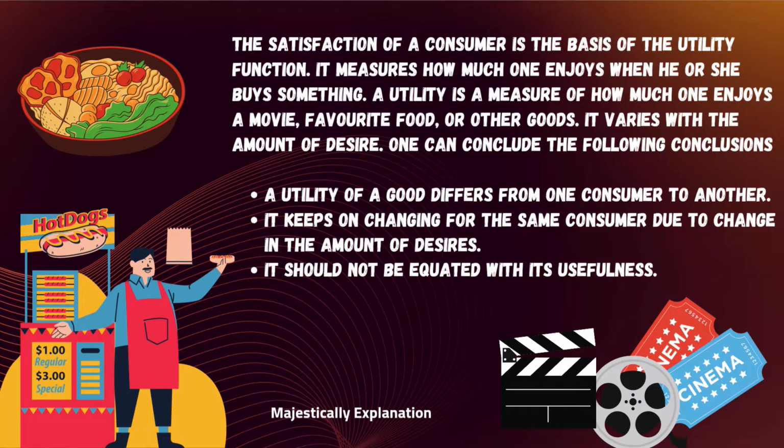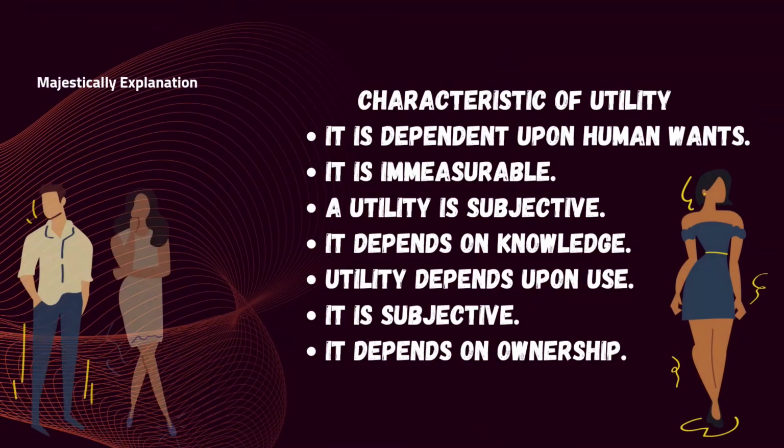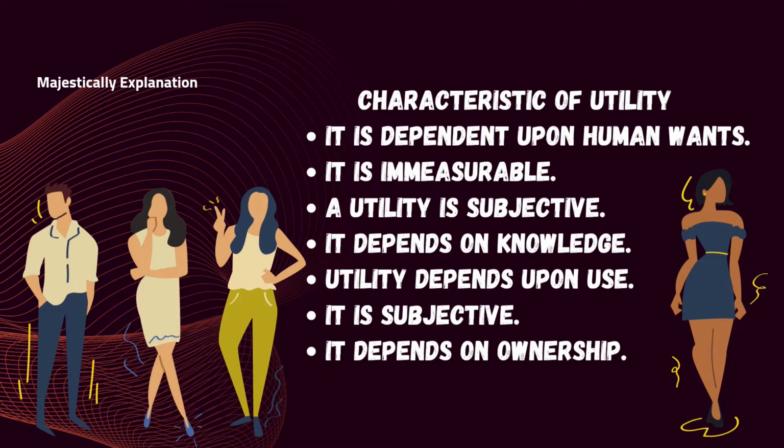It measures how much one enjoys when he or she buys something. Utility is a measure of how much one enjoys a movie, food, or other goods. It varies with the amount of desire. One can draw the following conclusions. First, the utility of a good differs from one consumer to another. Second, it keeps on changing for the same consumer due to a change in the amount of desires.